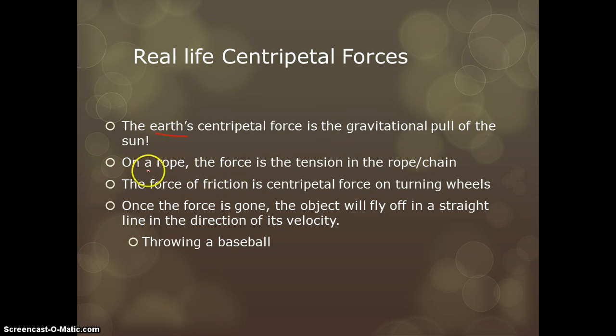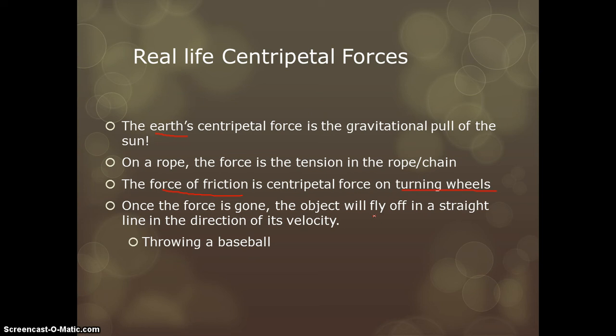If you're swirling a ball on a rope, the centripetal force is the tension in the rope or the chain. And this gets a little more complicated when we talk about circles that are vertically spinning as opposed to horizontally spinning, but we'll get to that in a second. On turning wheels, if you're turning a corner in your car, the force of friction on tires is the centripetal force in that case. So again, centripetal force is just any force that keeps an object moving in a circular path, and there's any number of forces that can supply the centripetal force. Note that once that force is gone, Newton's first law says the object is going to fly off in a straight line in the direction of its velocity.